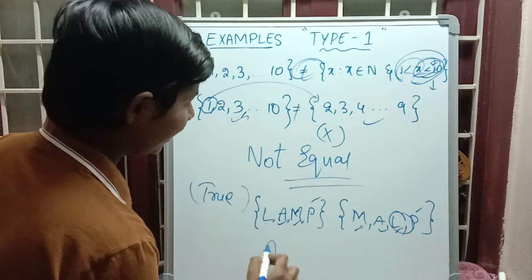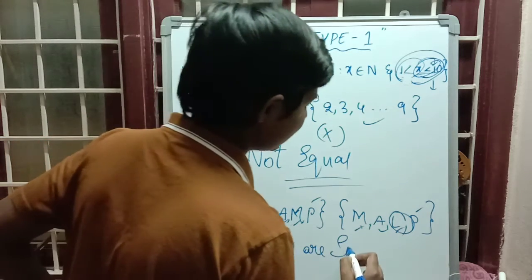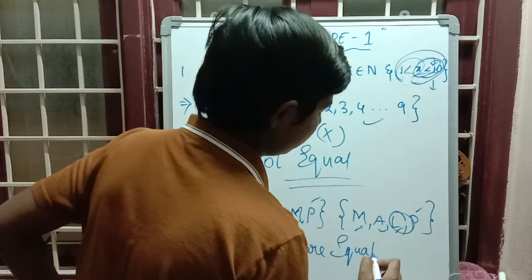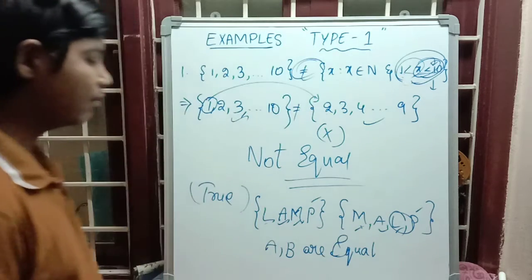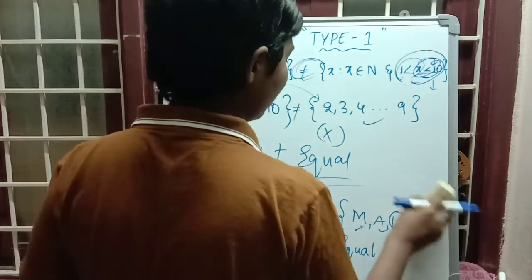So A and B are equal sets. We can call them equal sets here. This is the concept of equal sets.